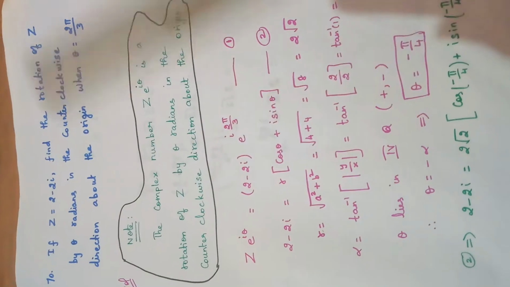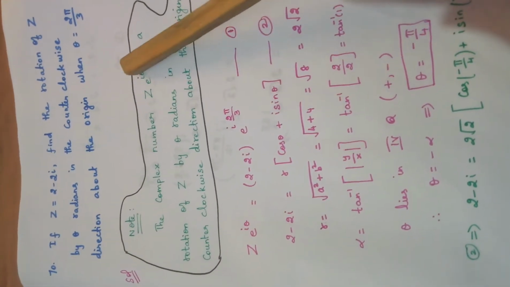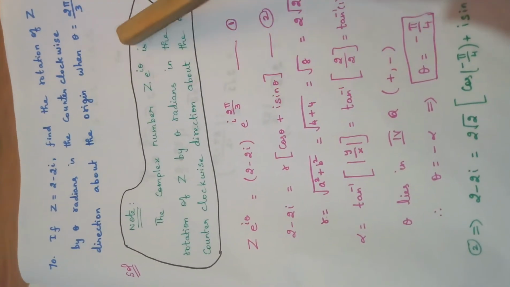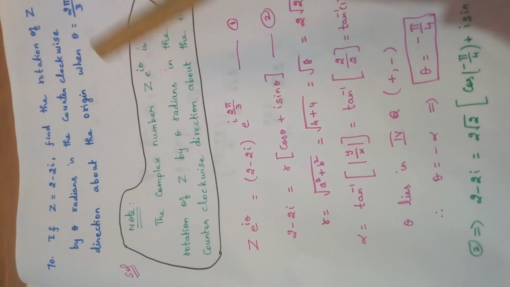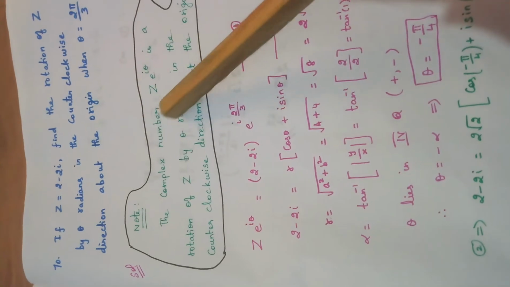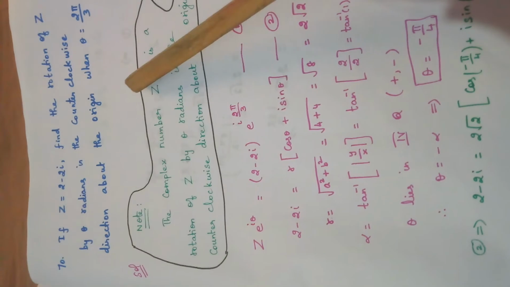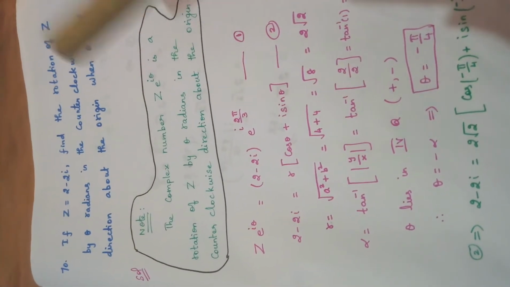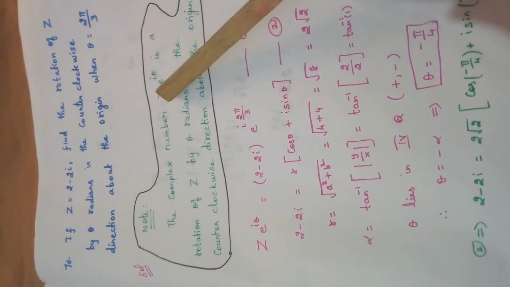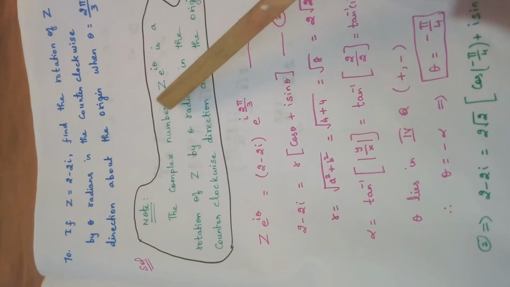The result says z into e power i theta. What is the meaning of this? If I write z into e power i theta, the meaning is rotation of z by theta radians in the counterclockwise direction about the origin. So wherever we see z e power i theta, what is the meaning that we have to take? It is nothing but the rotation of this complex number through theta radians in the counterclockwise direction about the origin.